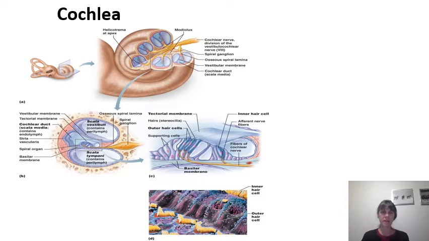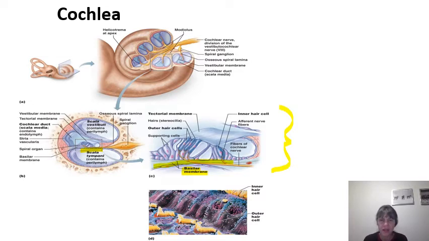So here, if we look at the scala vestibuli and scala tympani down below, we see the cochlear duct in between, which is sometimes called the scala media, and we have a blown up reproduction of the organ of Corti. You'll notice that there is a membrane at the base of the organ of Corti called the basilar membrane, because it's on the base. This is at the upper portion of the scala tympani.